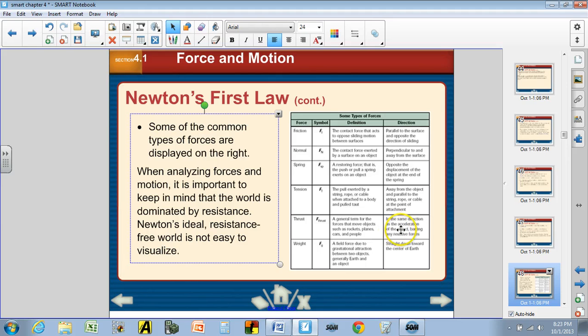Thrust, this is more like with rockets and so on. This is a little bit more tricky. We'll get into this. And then the force of gravity is going to be referred to as Fg, which is basically weight. And that's it.